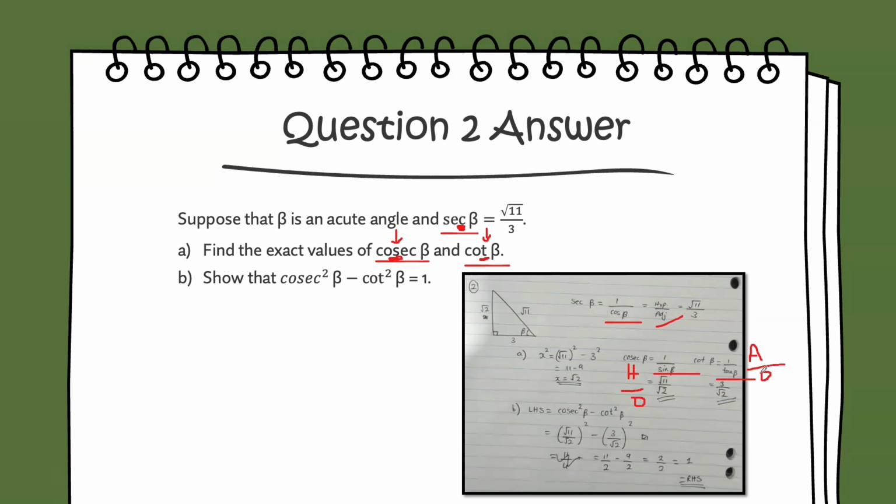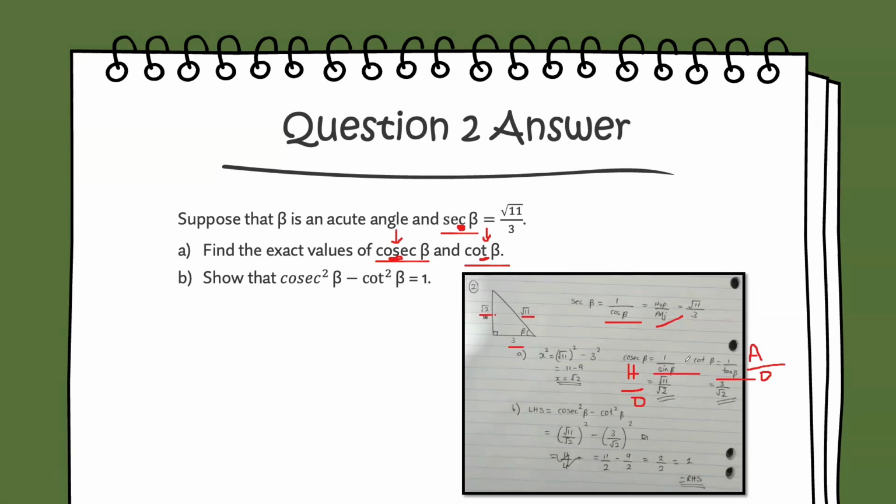Okay, now using that information, we know that sec B is equal to root 11 over 3, which means that the hypotenuse over the adjacent is equal to root 11 over 3. So if I've got my angle beta here, the hypotenuse has to be root 11, and the adjacent side has to be 3. Okay, then again, using Pythagoras' theorem, we've figured out that this unknown side here is root 2. Okay, x squared is equal to root 11 squared minus 3 squared.